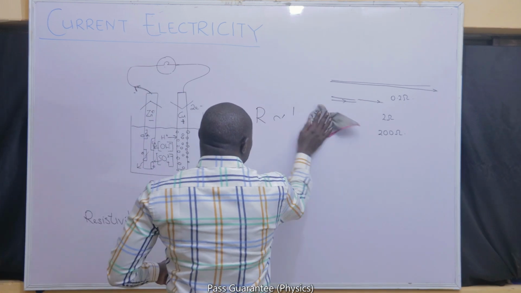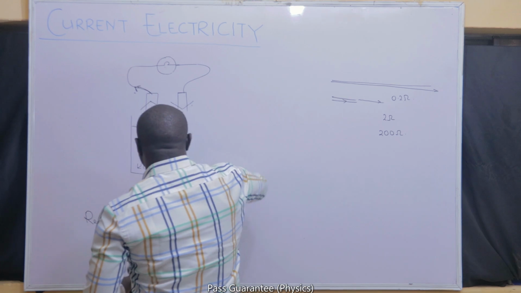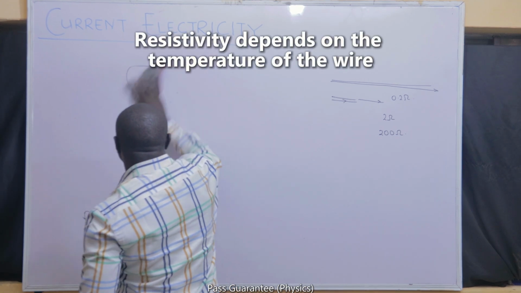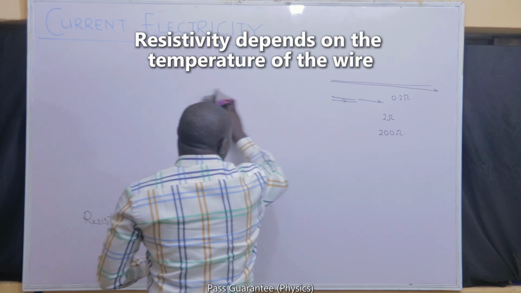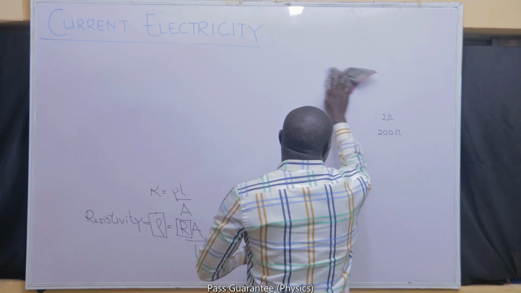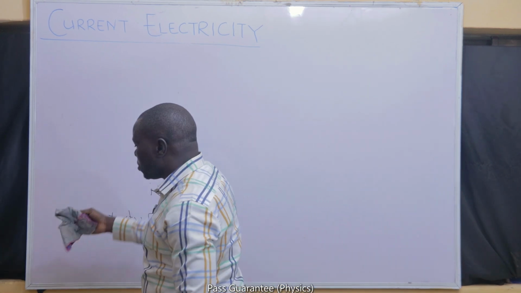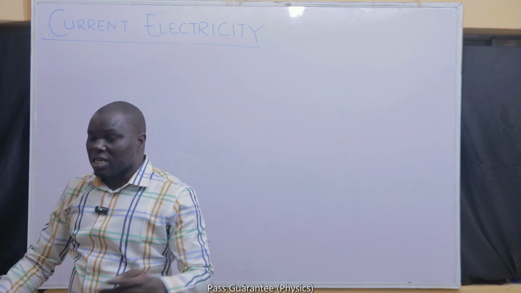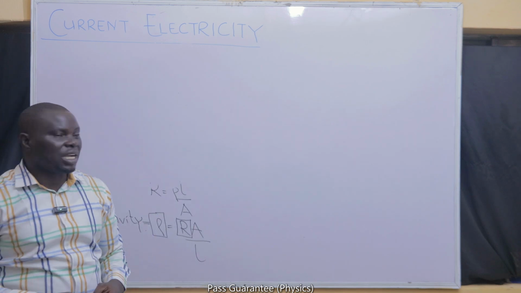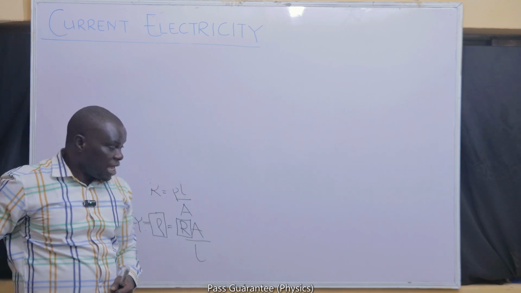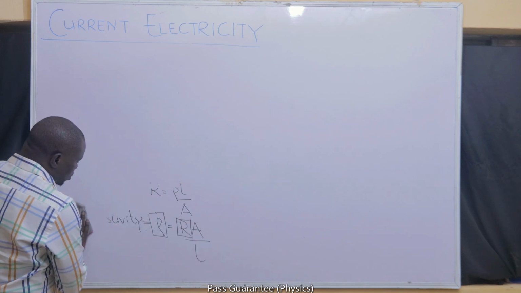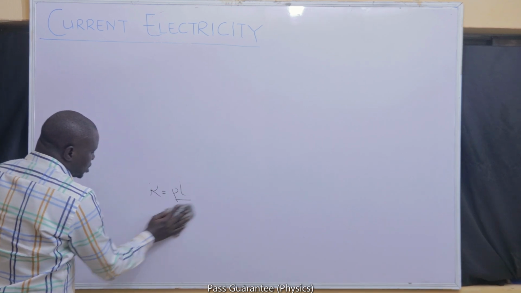Of course, I must also tell you that the resistance of a wire also depends on the temperature of the wire. When you increase the temperature of the wire, the resistance generally increases. That is the concept that has been used to make a special type of thermometer that we call the resistance thermometer. But for now, we are going to see a question that we can solve on resistivity.